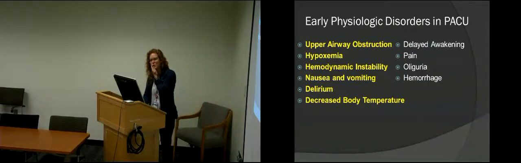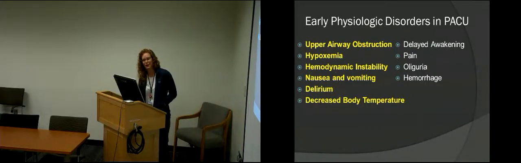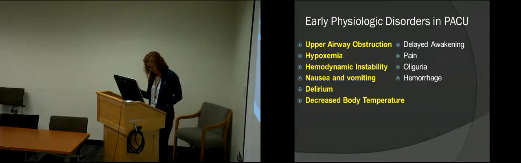So, early physiological disorders in the PACU. The ones I highlighted in yellow are the ones that we're going to delve into a little bit more today. The things that we encounter the most in the PACU are upper airway obstruction, probably one of the most common; patients who are hypoxic; any hemodynamic instability; postoperative nausea and vomiting; delirium; and decreased body temperature. Other things to be aware of, as you can imagine, some of our patients are super sleepy, so delayed awakening in the PACU, pain issues, decreased urine output, or cardiovascular symptoms of hemorrhage.